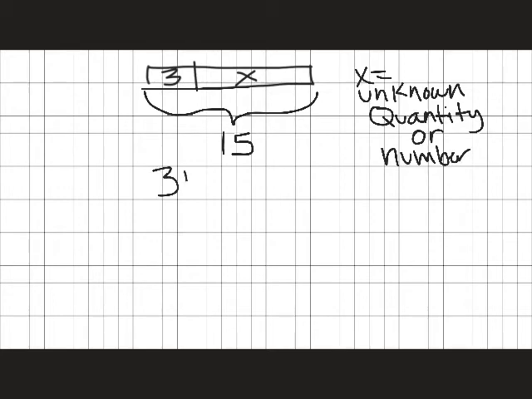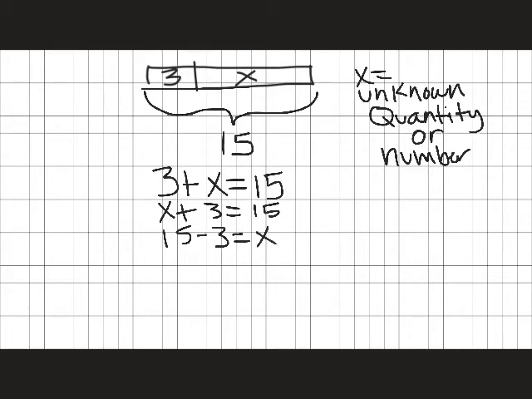Did you write 3 plus x equals 15? That's what I would have done. Of course, there are other ways we could write it too. We could say x plus 3 equals 15. That's also true. We could even say that 15 minus 3 equals x. That looks like it has to be true, right? If you take the total of 15 and you take away 3, that'll leave you with what's left over.